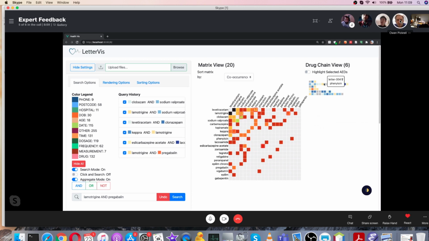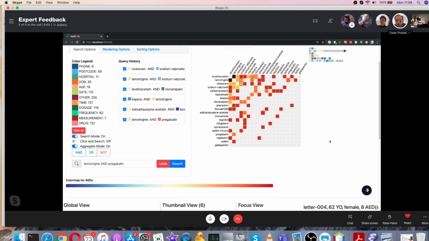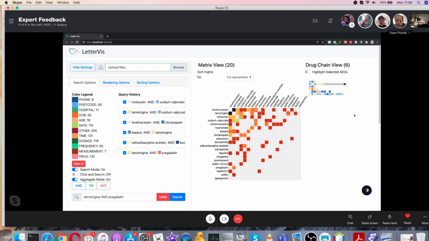I see. So in that view, the colors are just different drugs. Yes, they are just different drugs from the list supplied by you. Okay. And I suppose the length of the horizontal rows will give you an idea of how many drug names are mentioned in that letter.